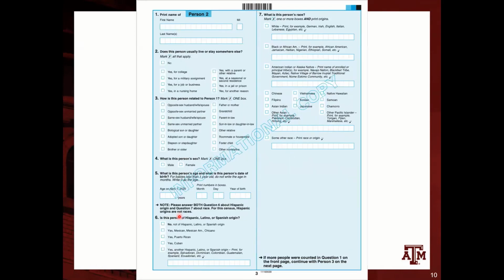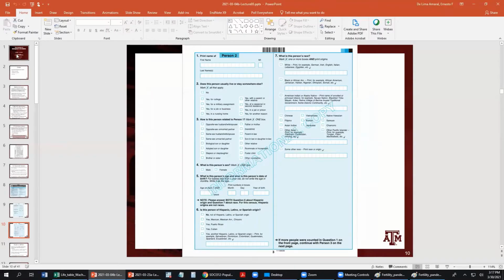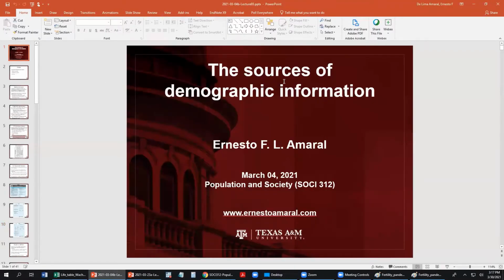For the other individuals in the household, the same questions apply: name, sex, age, date of birth, ethnicity, and race. But it also asks if that person usually lives or stays somewhere else, such as college students or people in the military. It also asks for each of the other people in the household, person 2, 3, 4, and so on, what their relationship is with the head of the household. So I updated these slides related to the chapter about the sources of demographic information. It's available on our website.